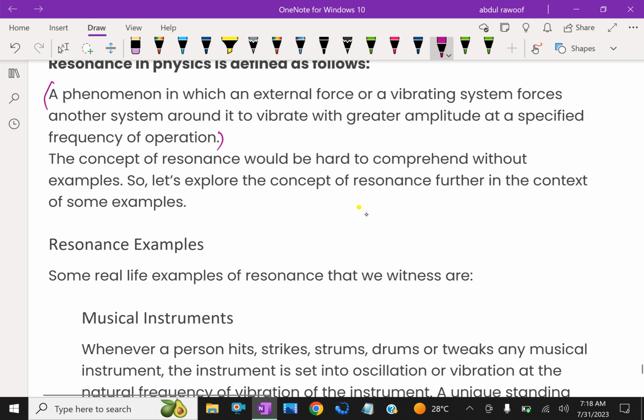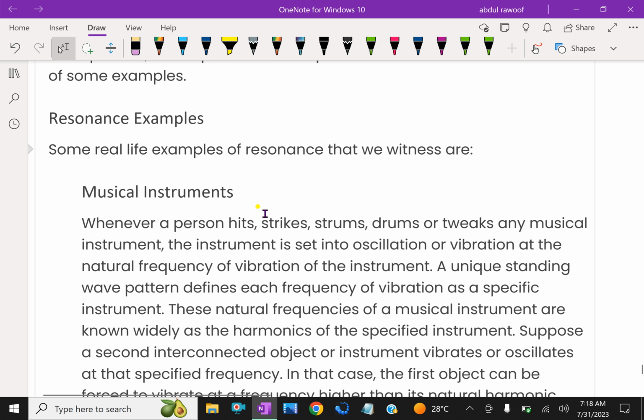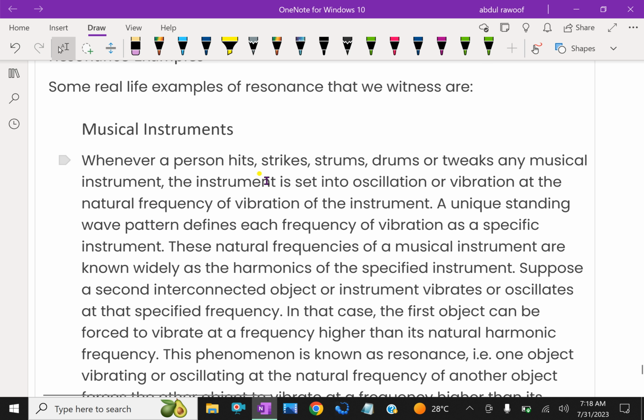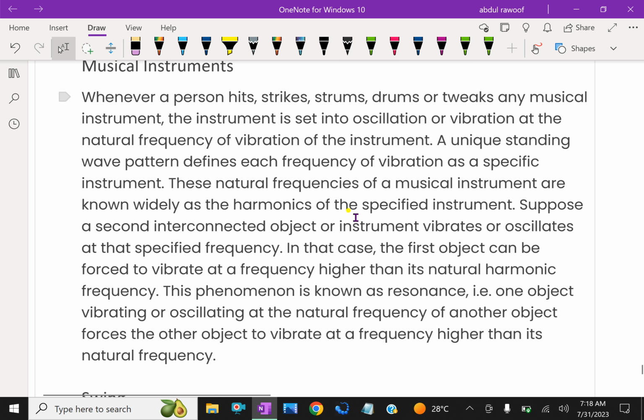The concept of resonance would be harder to comprehend without examples. So let's explore the concept of resonance further in the context of some examples. Here, musical instruments. Whenever a person hits, strikes, strums, drums, or tweaks any musical instrument, the instrument is set into oscillation or vibration at the natural frequency of vibration of the instrument.